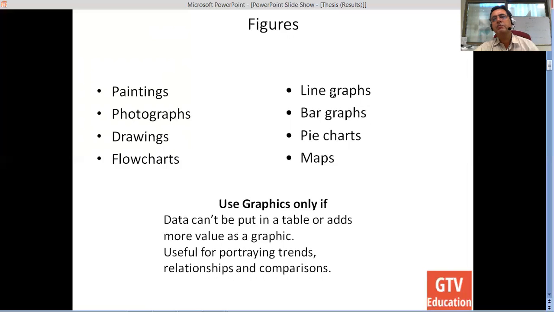Again, it's the same case with the figures as it was with the tables when we were discussing tables, that you cannot use figures for each and every kind of data. You have to be very sure about the data presentation, whether it looks good or understandable. It is understandable if you represent it as a figure and not as a table.